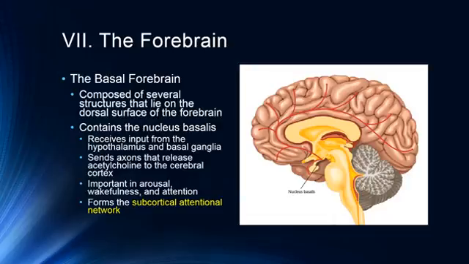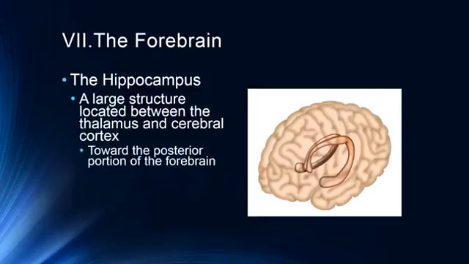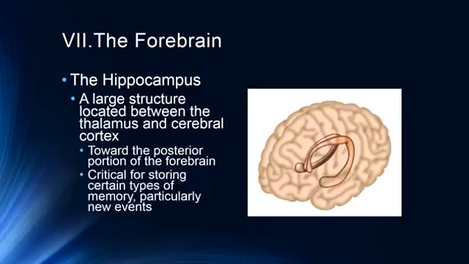So the last brain structure I want to talk about before we talk about the ventricles and the meninges is the hippocampus. It's a large structure located between the thalamus and the cerebral cortex. It's located just below the temporal lobes. It's called the hippocampus because it's supposed to be shaped like a seahorse, I guess, in theory. I've never quite seen it look much like a seahorse, but that's what it's supposed to look like. Located towards the posterior portion of the forebrain, and this is critical for storing certain types of memories, particularly new events.